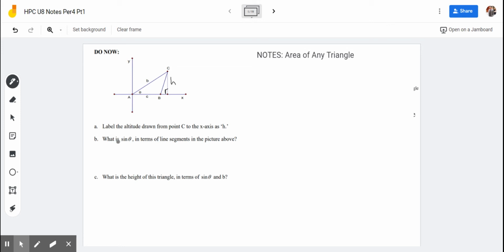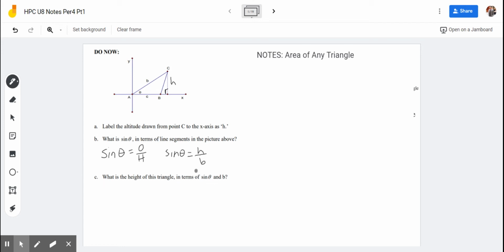What is sine of theta in terms of line segments in the picture above? So remember, sine of theta is equal to opposite over the hypotenuse. So for this triangle here, sine of theta is going to be equal to the opposite side, h, over b.